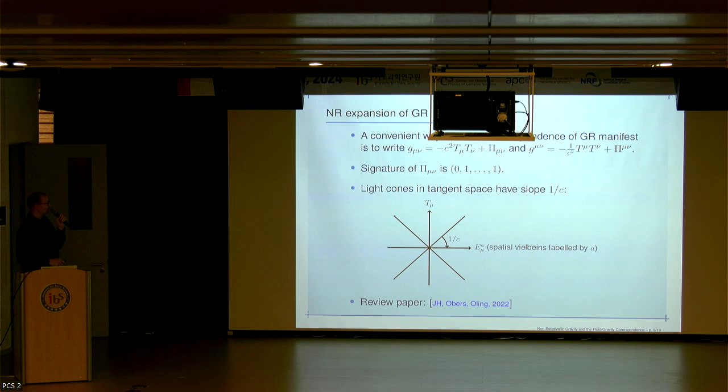But because of rotation symmetry, we're not going to use the spatial Vielbeins. We're just going to lump them all together in this quantity called pi mu nu. So this is a Vielbein decomposition of the metric.